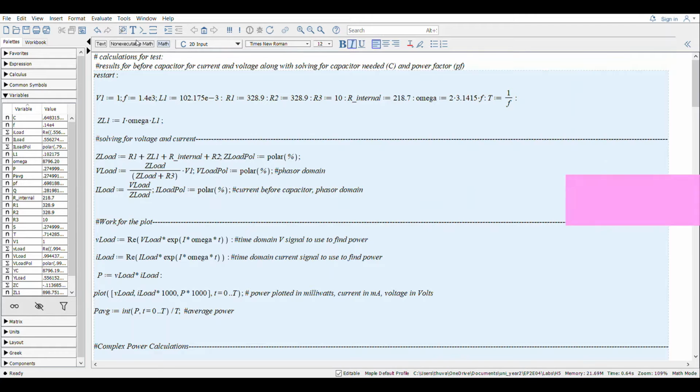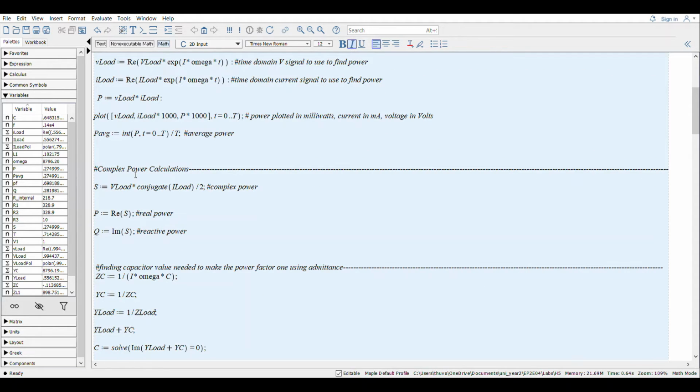Let's look at the process for the Maple solve. Before we corrected the power factor for the analytical method, all I did was calculate the impedance of the load, and then take that and calculate the voltage across the load using voltage division, and then take those two values and use Ohm's law to calculate the current across the load network. And then for the complex power, I used the previously calculated voltage and current values, and then separated it into a real and imaginary portion so I can observe the real power and reactive power.